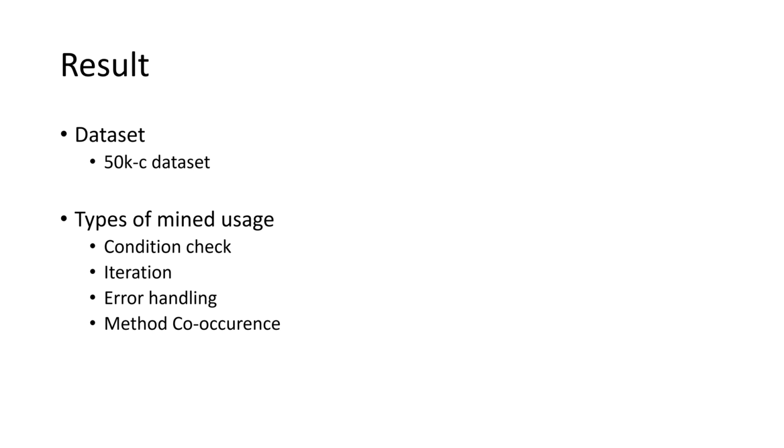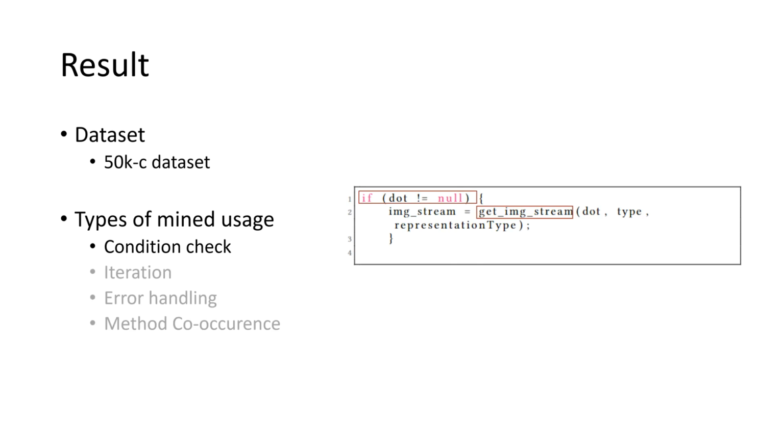We implement Looping on a dataset including 50,000 Java projects. According to the syntax keywords in mined usage patterns, they can be divided into 4 types, including condition check, iteration, error handling, and method co-occurrence.